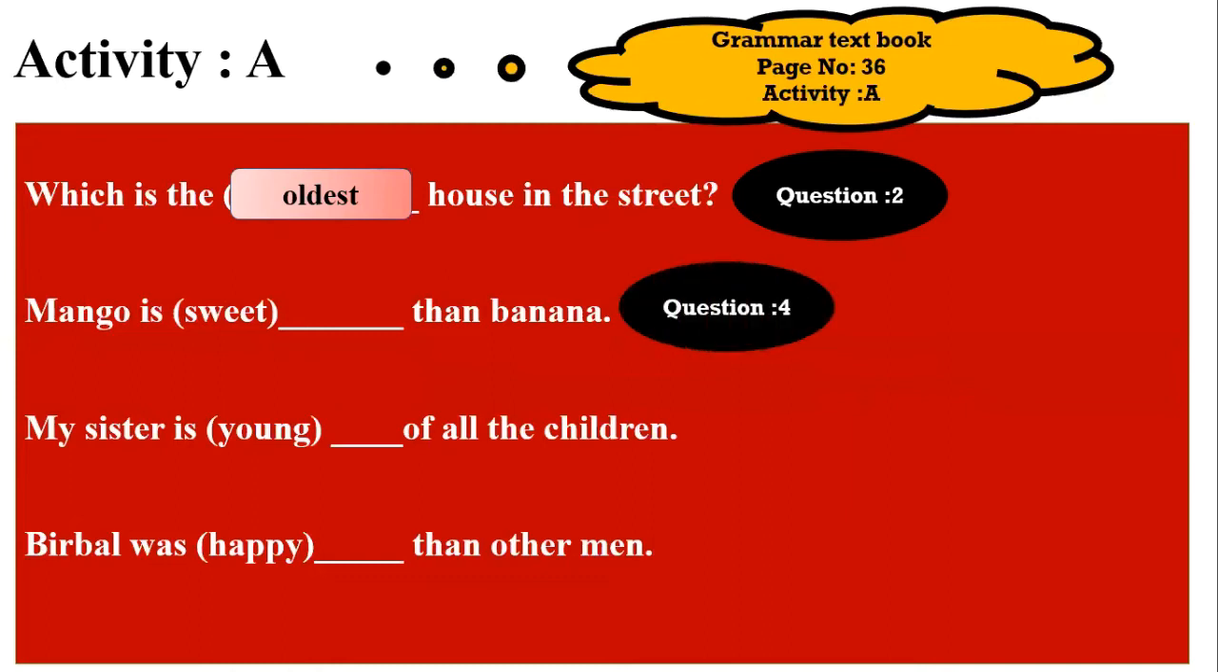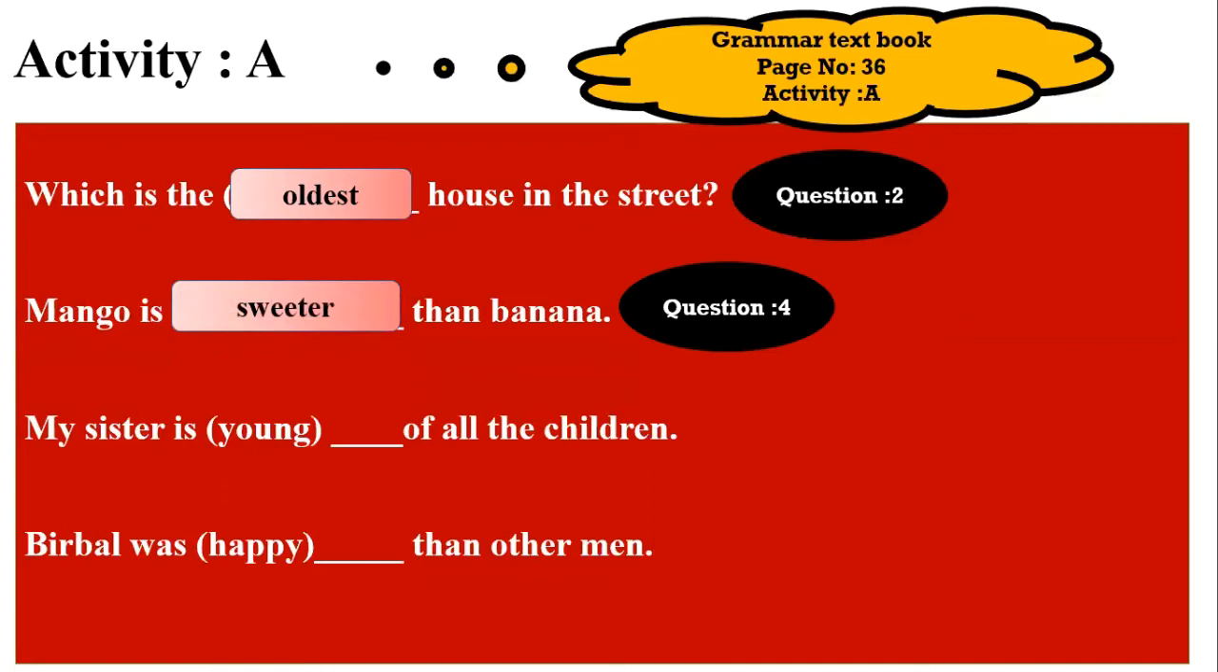Question number 4. We are skipping question number 3 and moving to question number 4. Mango is dash than. It's comparing between mango and banana. So what is the comparative degree of sweet, which is point number 1? Just add ER for comparative degree. So mango is sweeter than banana.